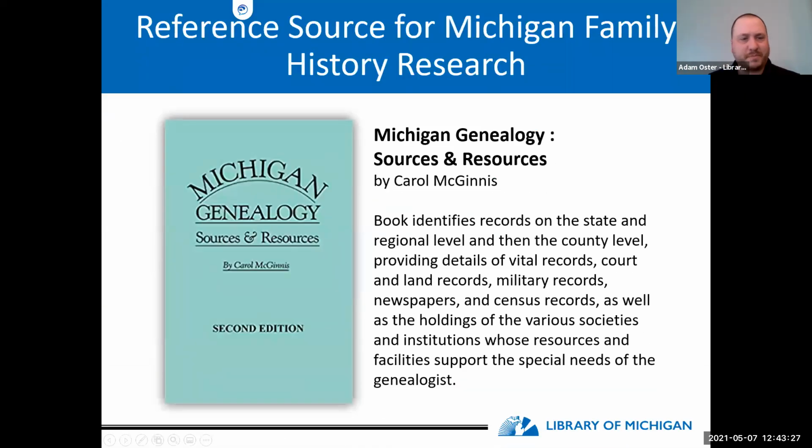A good reference source, Sue, if you don't have this at your library and you know you're going to have a lot of people doing Michigan research, I would recommend getting this book, Michigan Genealogy Sources and Resources by Carol McGinnis. There's two different editions of it. If you can, get the second edition. I think it came out around 2005. But it's really good as far as identifying what records are at state and regional level, different vital records, court and land records, military records, newspapers, census records, and listing just what different institutions have them.